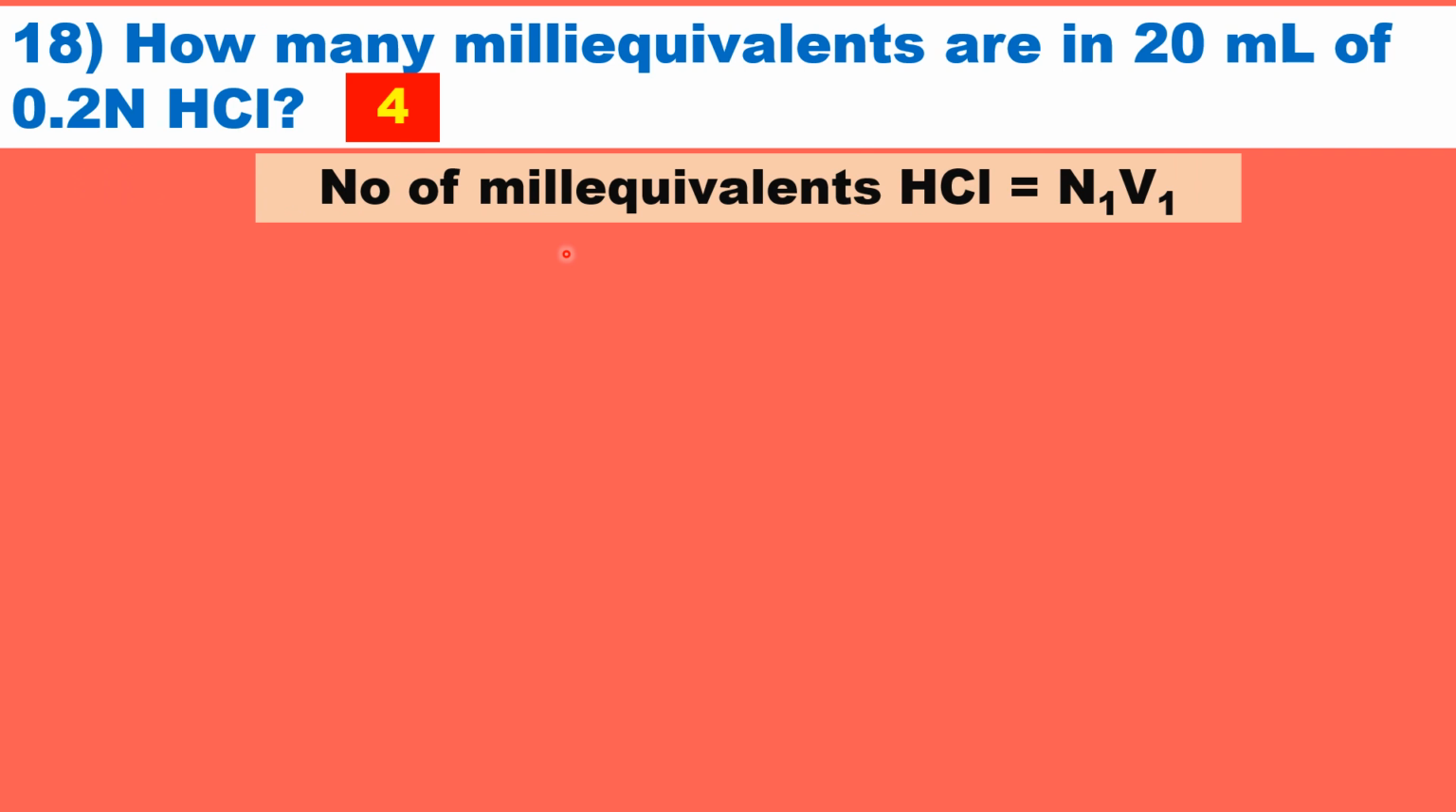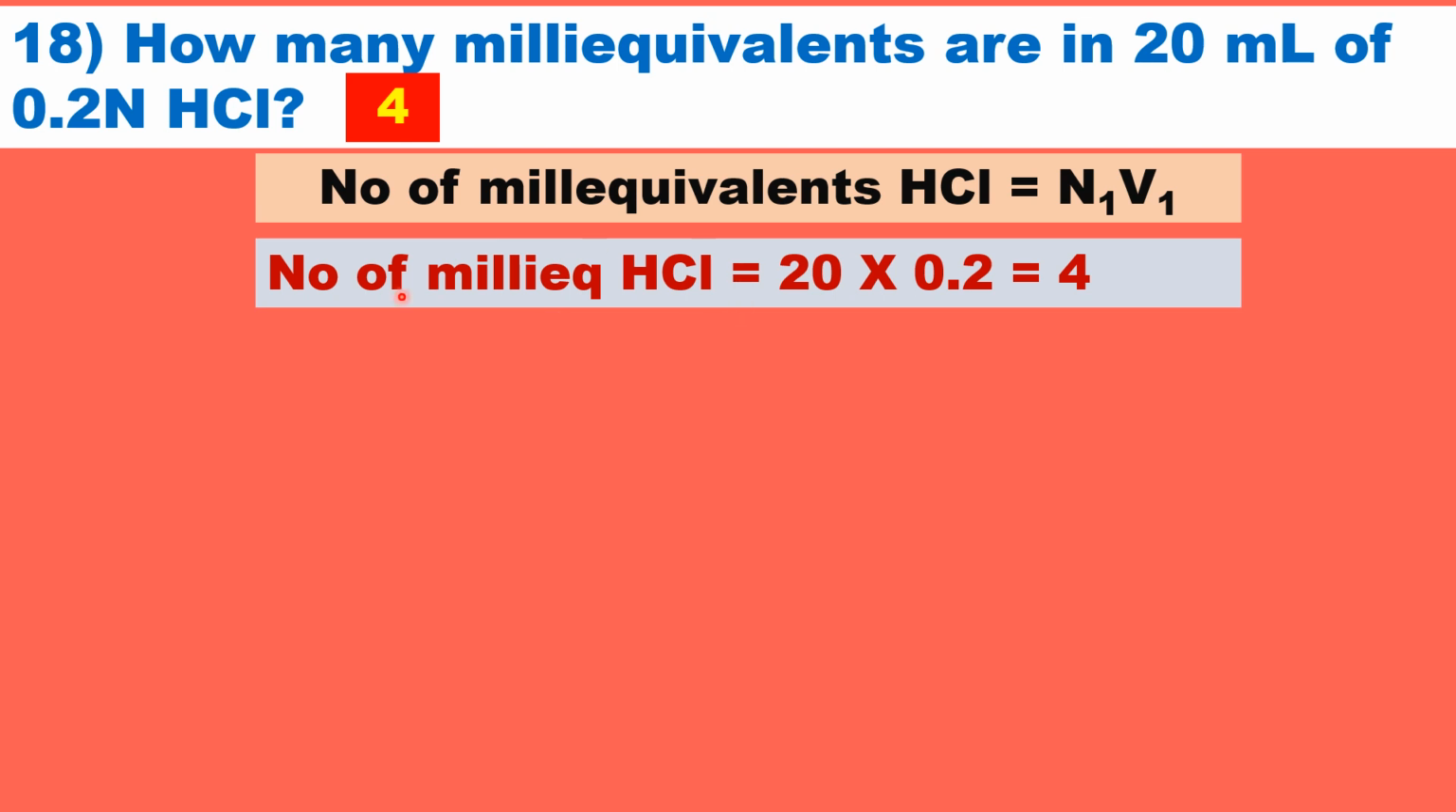Let us see now. Number of milliequivalents of HCl is equal to N1V1. According to the law of volumetric analysis, N1V1 equals N2V2. 1 milliequivalent of acid will react with 1 milliequivalent of base. So the number of milliequivalents is calculated as N into V. So the number of milliequivalents of HCl is equal to N1, which is 0.2, into volume 20 ml, so 4.